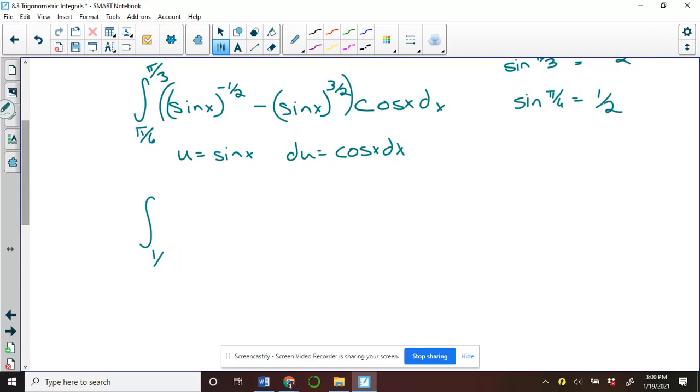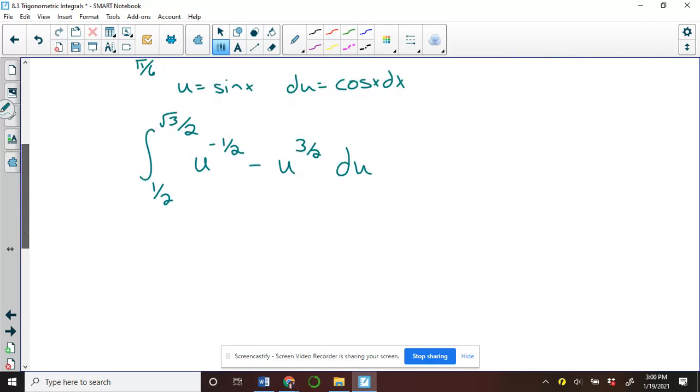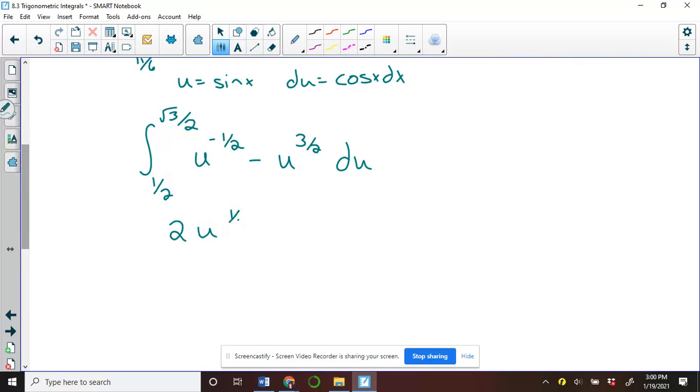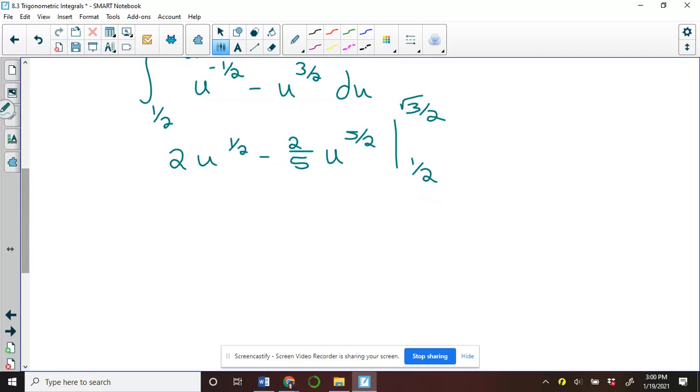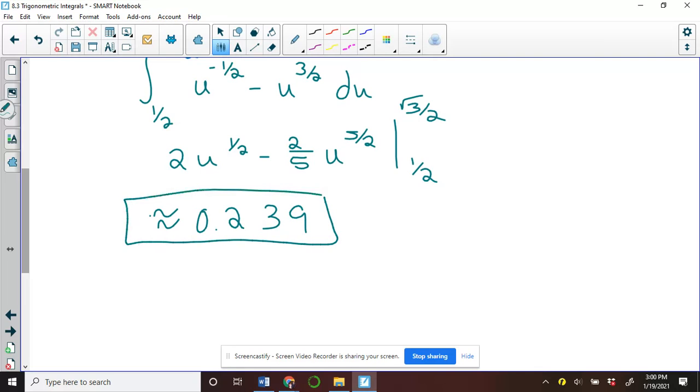Our integral will run from 1/2 to root 3 over 2 of u to the negative 1/2 minus u to the 3/2 du. At this point, we should integrate, and that gives us 2u to the 1/2 minus 2/5 u to the 5/2, over the interval 1/2 to root 3 over 2. At this point, I would use a calculator because we're going to have a bunch of radicals that don't make a ton of sense. And our approximation would be 0.239 for this function. Or sorry, for this definite integral.